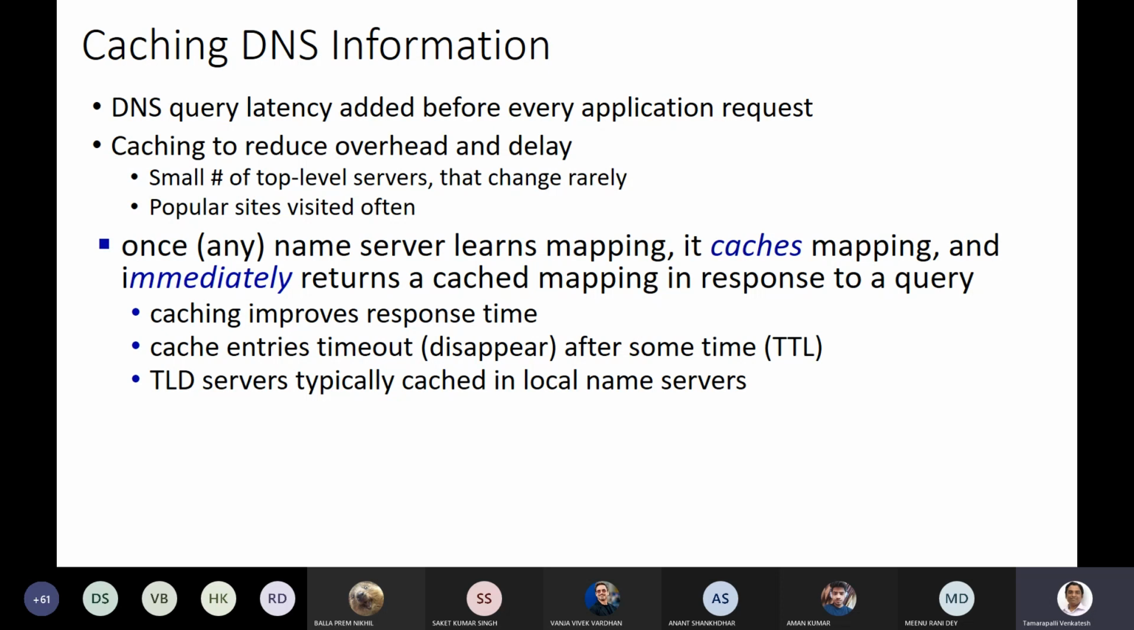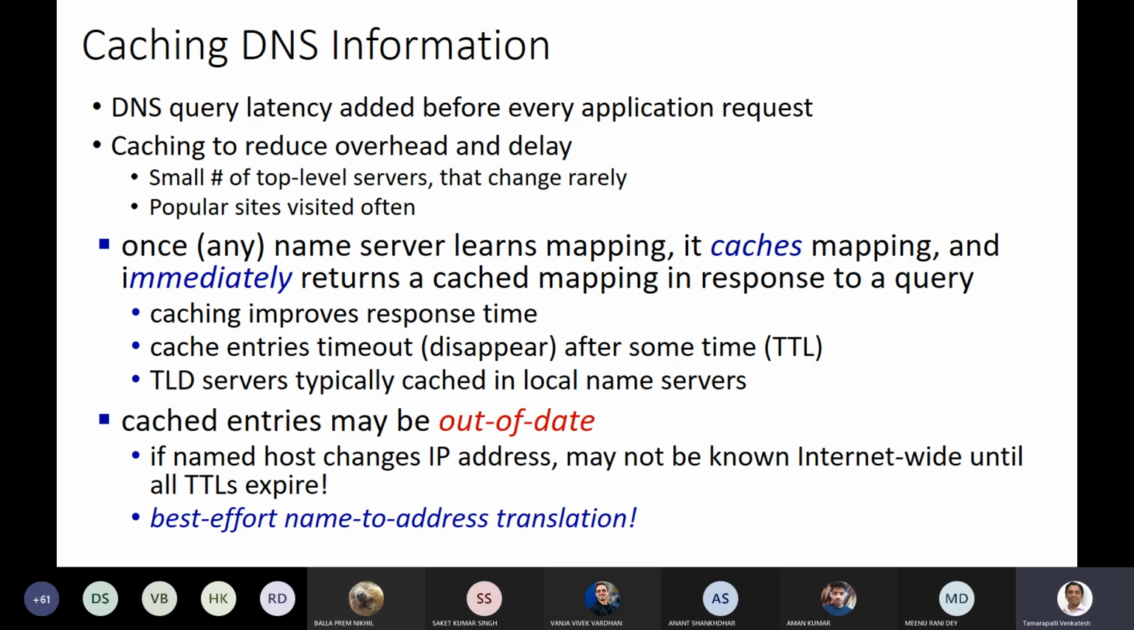So in a nutshell, if a name server learns the mapping and caches it, it can immediately return the mapping from the cache, which improves the response time. It also helps you to reduce the load on the DNS backend servers in general, and this helps you to reduce the end-to-end latency.